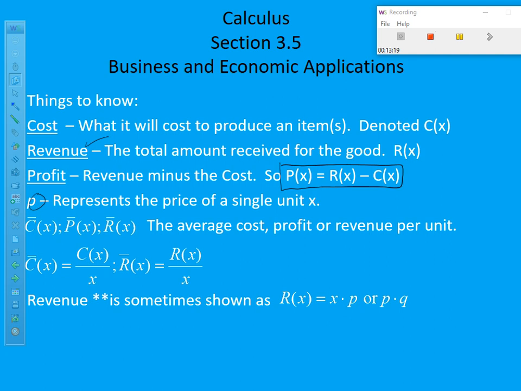You're also going to see again today average cost, average price, average revenue. Remember, to get the average, we divide it by X, divide it by the number of units. And then you'll see this again. Sometimes we find revenue by taking the price that we're charging times the quantity that we're selling. So remember, we can find revenue that way also. So let me click through these examples with you.